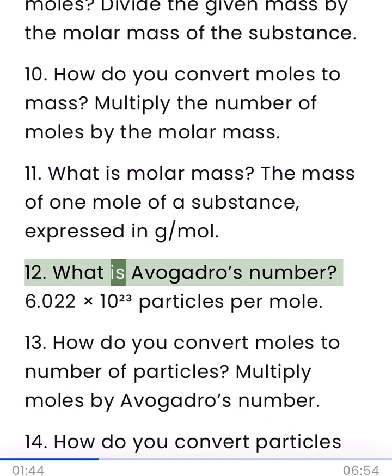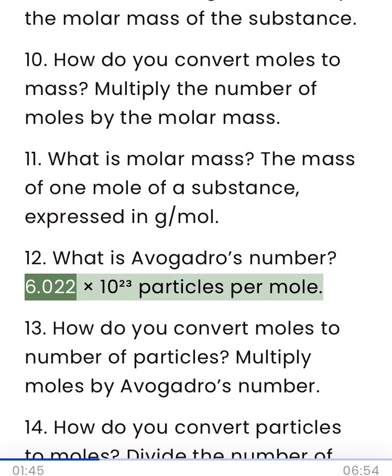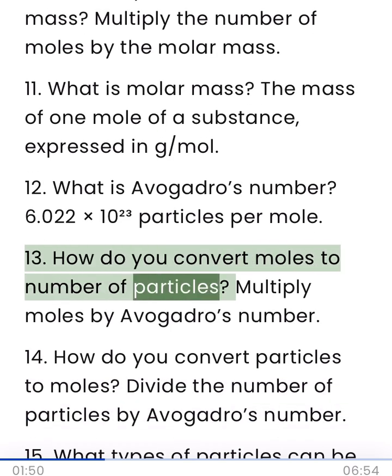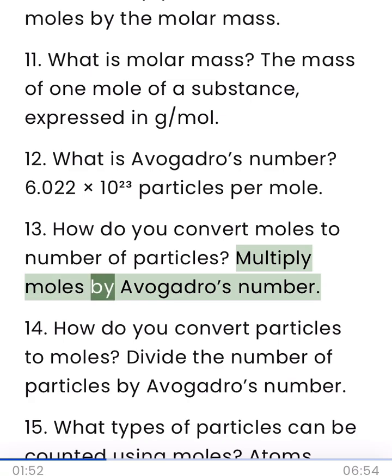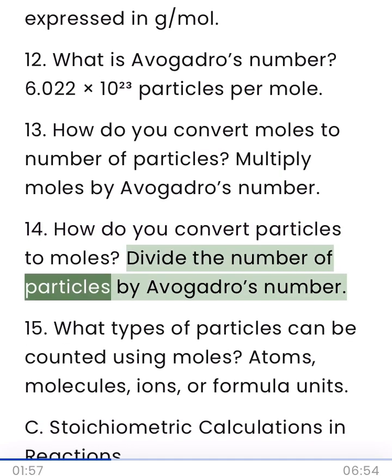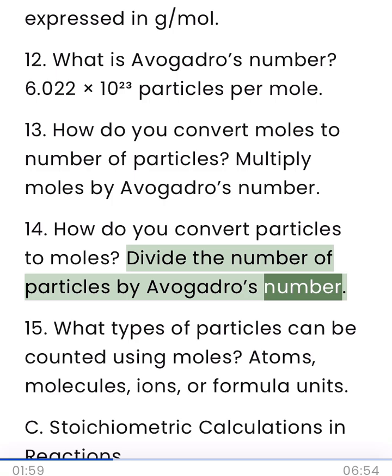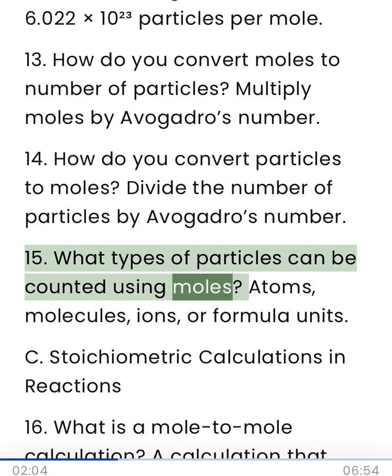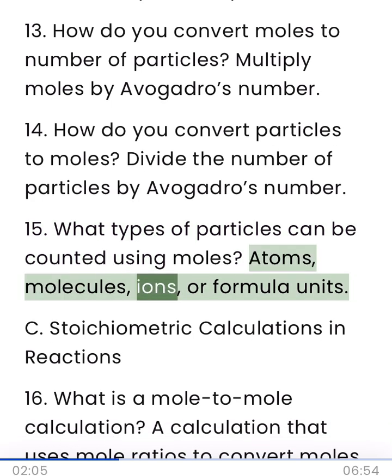12. What is Avogadro's number? 6.022 × 10^23 particles per mole. 13. How do you convert moles to number of particles? Multiply moles by Avogadro's number. 14. How do you convert particles to moles? Divide the number of particles by Avogadro's number. 15. What types of particles can be counted using moles? Atoms, molecules, ions, or formula units.